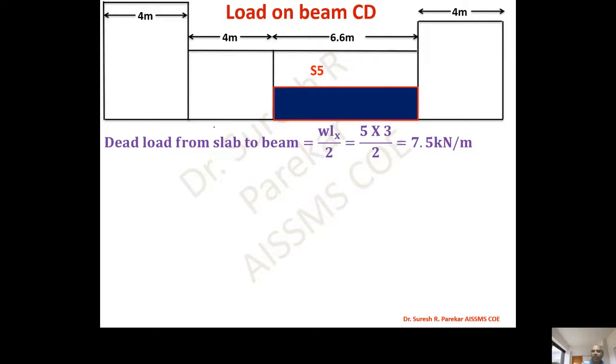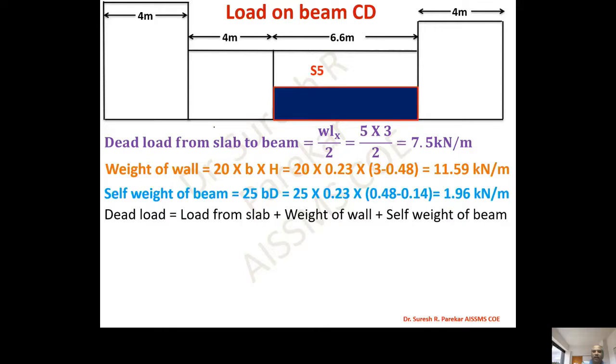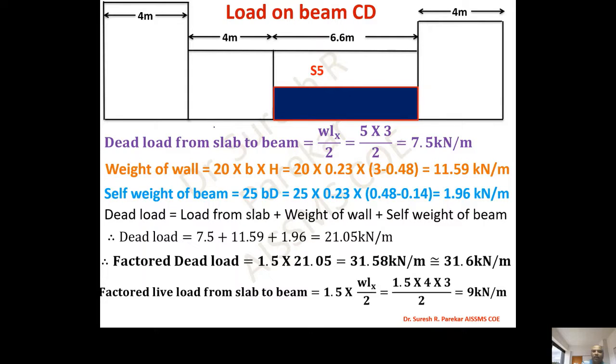So 5 into 3 by 2, 7.5. Weight of wall same, self weight we have same, and then total factored dead load we will get as 31.6 kilonewton per meter, and factored live load we have 9 kilonewton per meter. So 1.5 to make factored, W, and span Lx we have 3, and then upon 2, 9 kilonewton per meter.